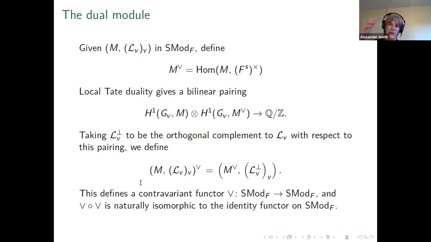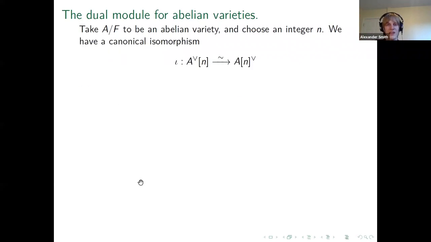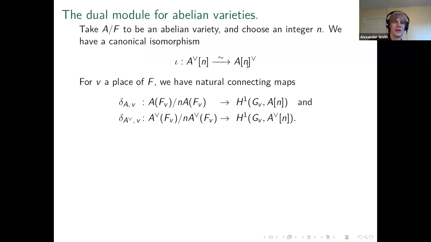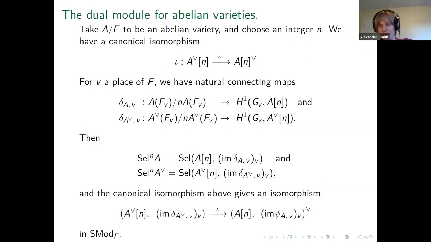Okay, and furthermore, this is the right notion of duality. And the reason I can say that is I can check what it does on the level of abelian varieties. And for abelian varieties, we know that the n-torsion of an abelian variety is naturally isomorphic to the Cartier dual of the n-torsion of the dual abelian variety. So A^∨[n] maps to the Cartier dual. Then for any place of F, we can consider the local conditions both coming from A and coming from A^∨. And what we find is under this correspondence iota, these two sets of local conditions are precisely orthogonal. And so this is how we define the Selmer group in our more abstract language. And we have an isomorphism of objects in S_F. So this is a really strong sign that this is a good notion of duality for us.